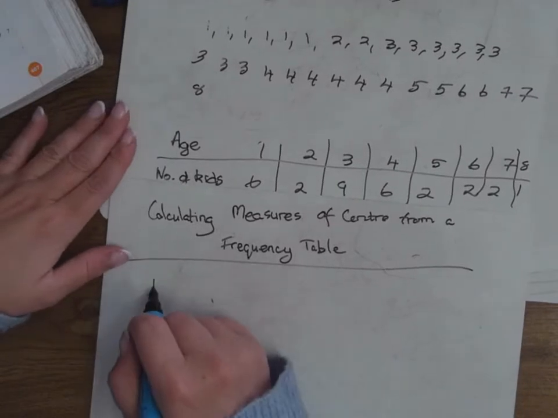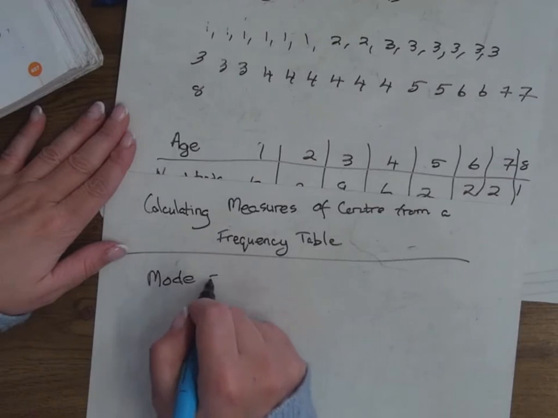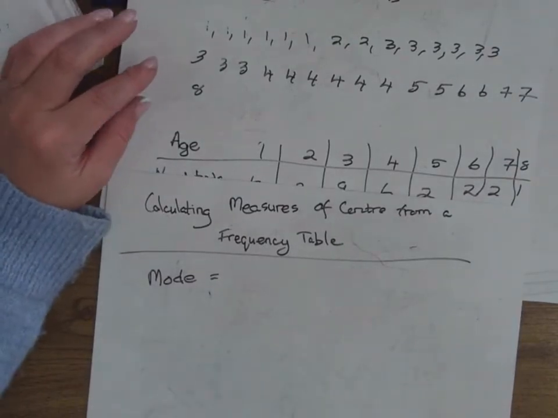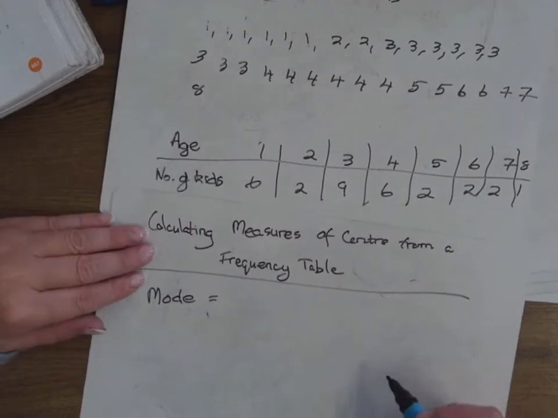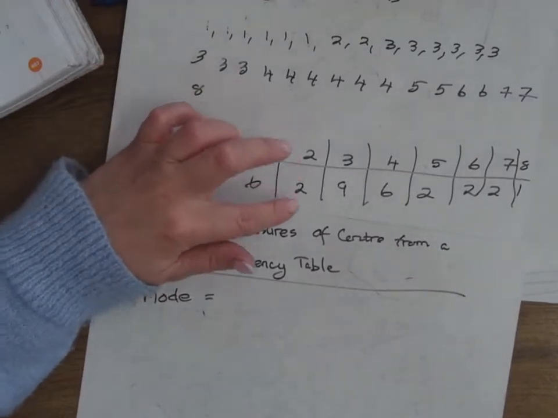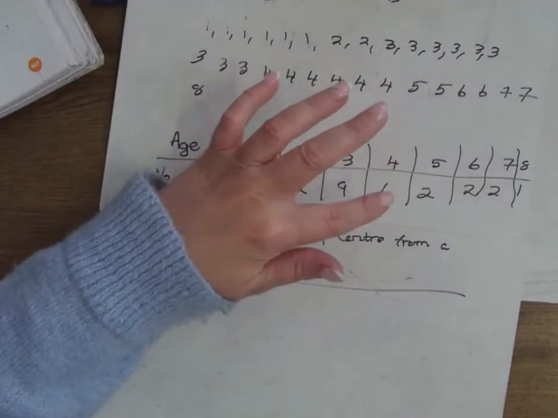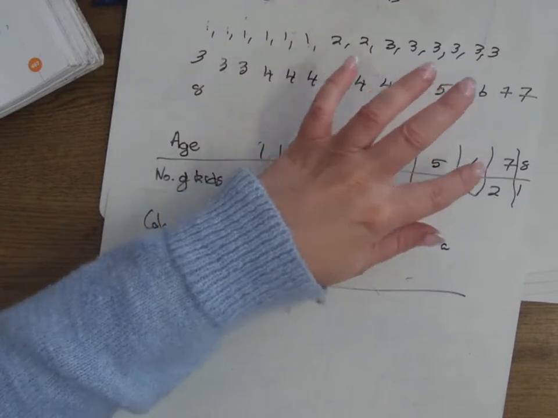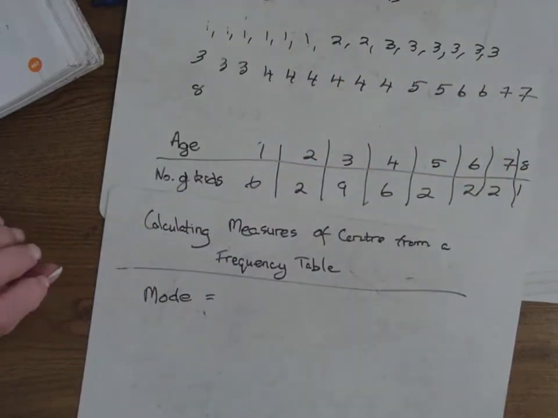To get the mode, it is the number that appears most often in the list. Now I know I have the list written out, but pretend I don't. So number 1 is in the list 6 times. Number 2 is in the list twice. Number 3 is there 9 times. Number 4 is there 6 times. Number 5 is there twice. Number 6 is there twice. Number 7 is there twice. Number 8 is there 1 time.